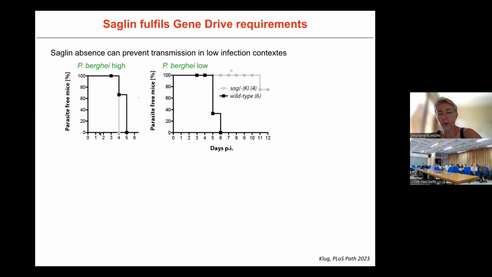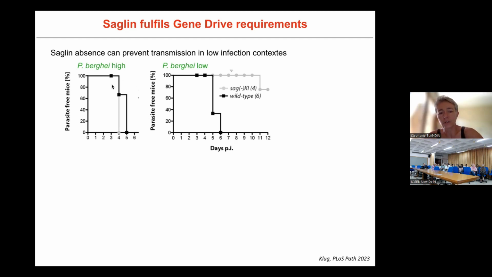So if we make a parasite infection that is very high, in this case, mosquitoes that were wild type or saglin deficient were infected on a mouse. We let the parasite develop up to the stage where they are located in the salivary glands. And then we made these mosquitoes bite new naive mice. And then we followed the parasitemia in these mice and figured out whether or not they would get infected. So if the mosquitoes have been fed on a high burden of parasites, then all of them will transmit, whether or not they are saglin deficient.